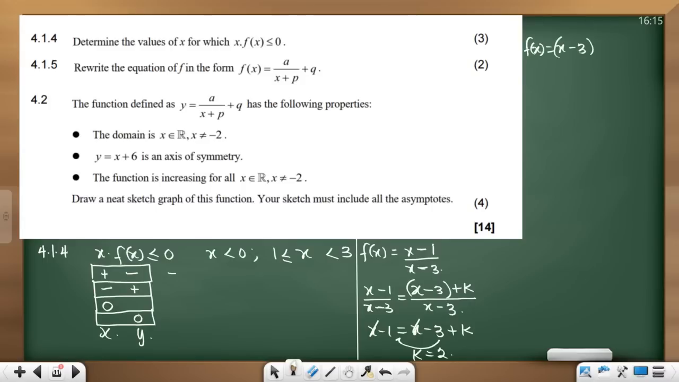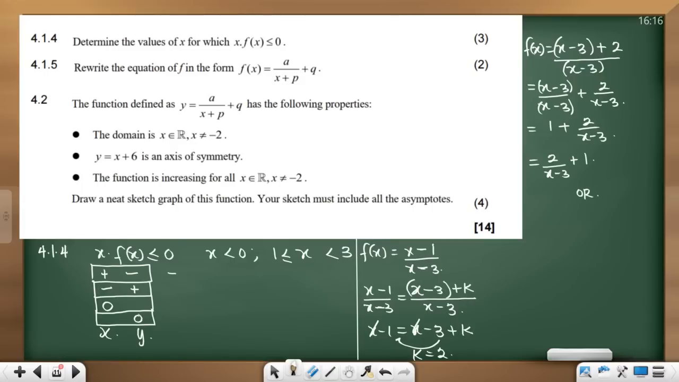X minus 3, my k is now 2 over x minus 3. And I can do this algebraically by splitting it. So x minus 3 over x minus 3 would give me 1. So my equation can then be written as 2 over x minus 3 plus 1.